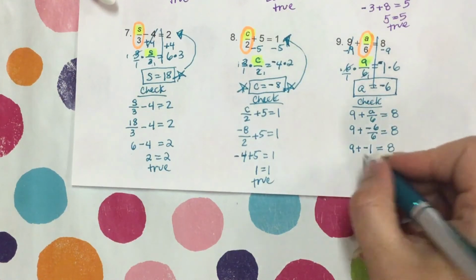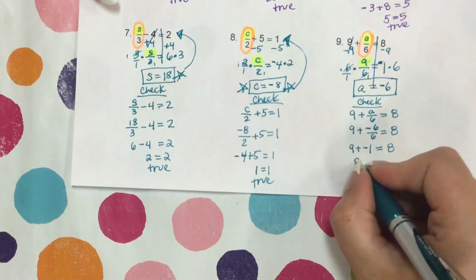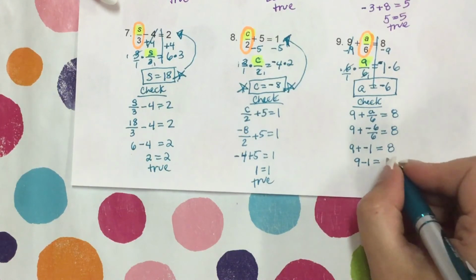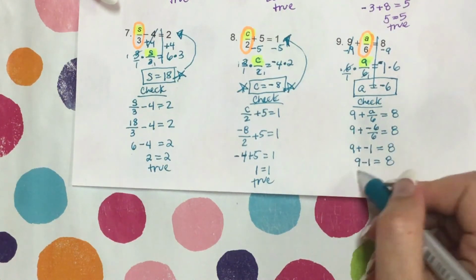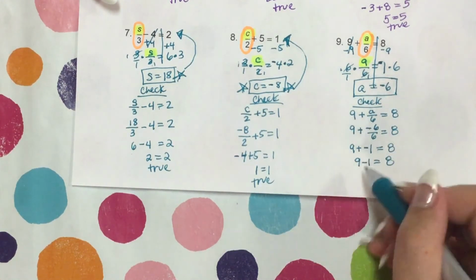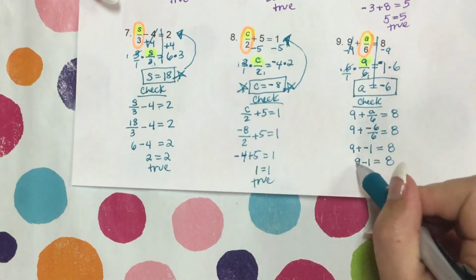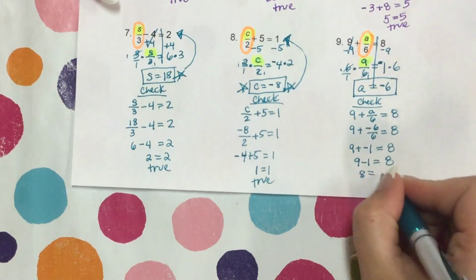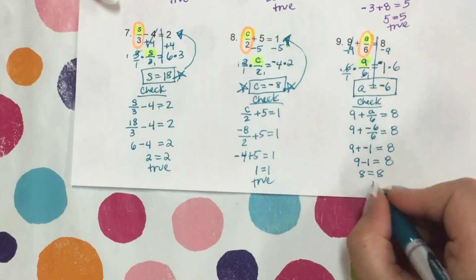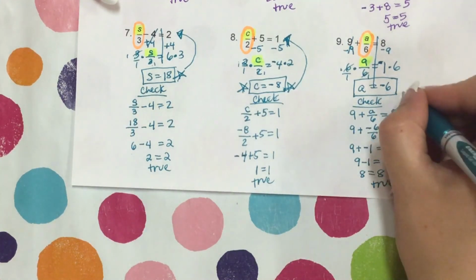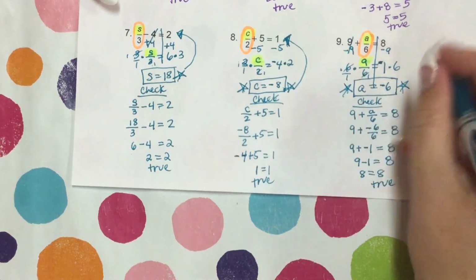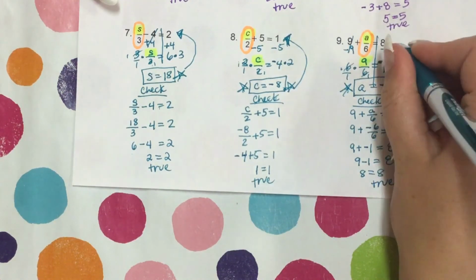And 9 plus a negative 1 is really just the same exact thing as 9 minus 1, because the 1 is negative, and those just mean the same thing. So I'm just going to rewrite it like that. And 9 minus 1 is 8. So we have 8 equaling 8. So that is a true statement, which means that our answer, A equals negative 6, is the solution to the original equation.